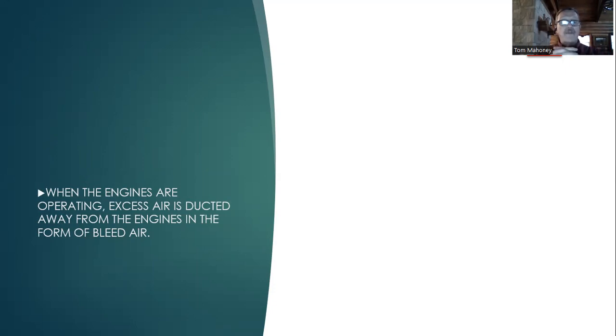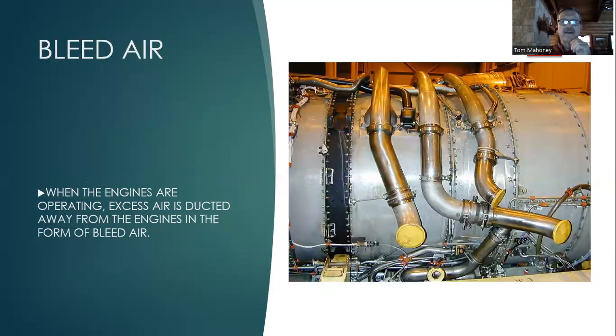So when the engines are operated, excessive air is ducted away from the engines in the form of bleed air. So this is what bleed air is. It's excess air siphoned off the engines that we use to run the pneumatic system. These items right here, these tubes coming off this engine, are what we call bleed air ducting. So they actually dip into the engine, mostly at the compressor section, and because that's where all the compressed air is that we are able to use, we siphon that off and we use it for pneumatics.